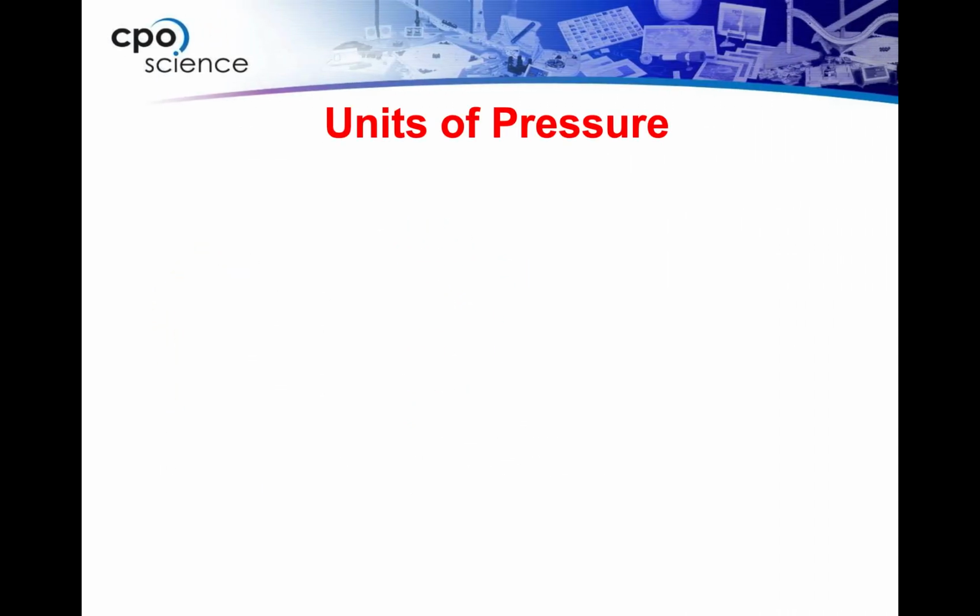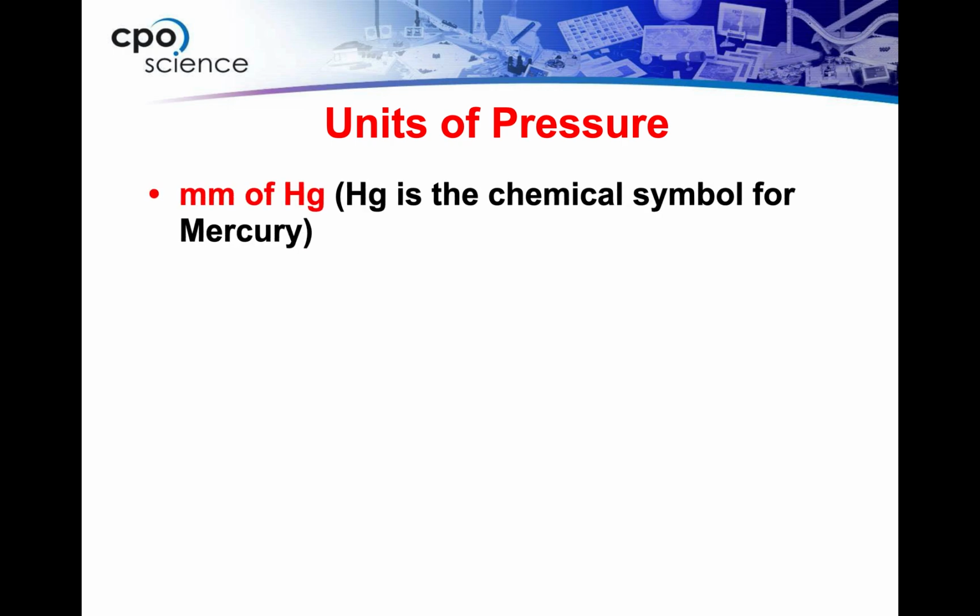So we have a lot of different pressure measurements that we use. This is one of the big ones. We use it a lot in weather. It's called millimeters of mercury. That Hg is actually the chemical symbol for mercury right off the periodic table. So when you see mm of Hg, you say millimeters of mercury. Even though we don't use mercury anymore, we've still hung on to the units.